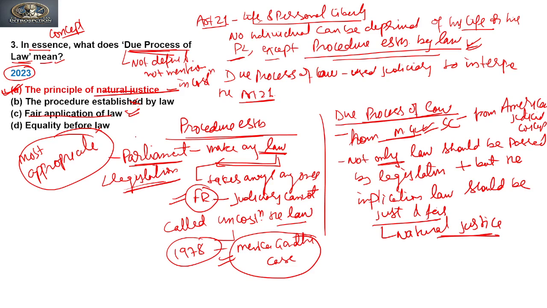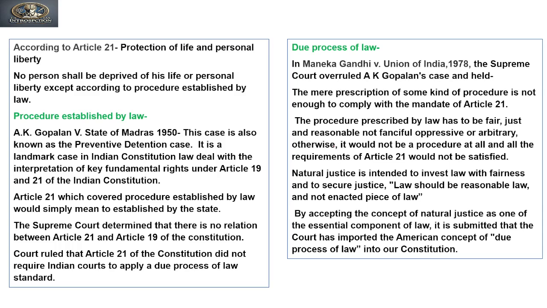Is it clear? Now let's see the concept of Article 21. According to Article 21, the protection of life and personal liberty, no person shall be deprived of his life or personal liberty except according to procedure established by law, right? Now, what is the definition of procedure established by law given in AK Gopalan versus State of Madras in 1950.